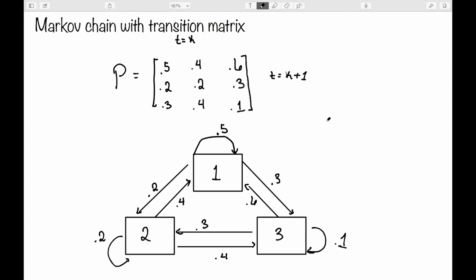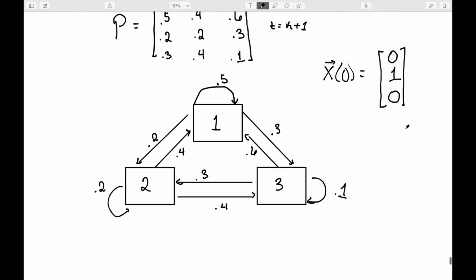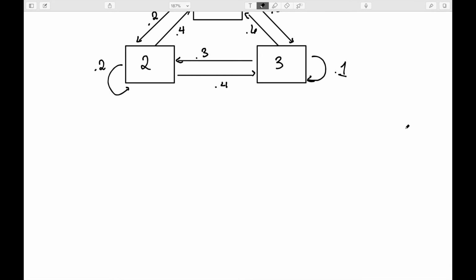Let's suppose that we release this lion into the wild in Reserve 2. So my initial vector, there is a 0% chance he's in Reserve 1, a 100% chance he's in Reserve 2, 0% chance he's in Reserve 3. So he's definitely in Reserve 2 since we are dropping him off. Well, then we can start tracking his location based on this. So I have my matrix P, which I will rewrite. 0.5, 0.4, 0.6, 0.2, 0.2, 0.3, 0.3, 0.4, 0.1.